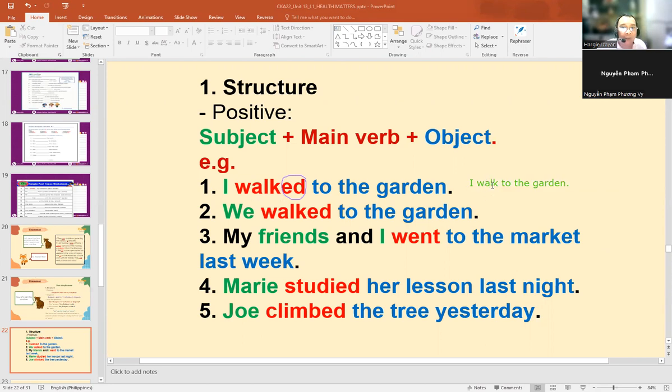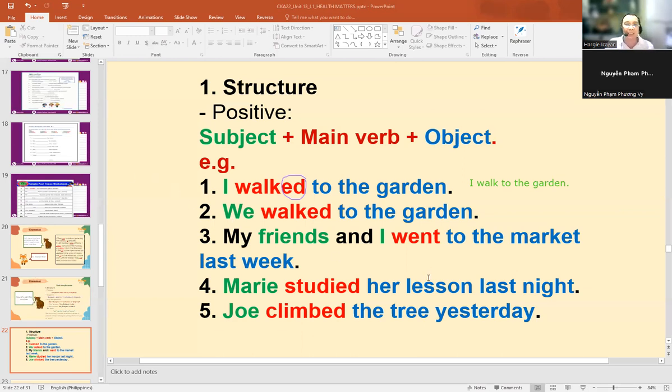Okay? So look at the difference between the two. I walk, without the ed, to the garden. So therefore, this one is in the present tense. But if we put ed in it, that makes it the past tense. That means it happened in the past. That means it's finished already. Did you understand, V? Yes. Okay.